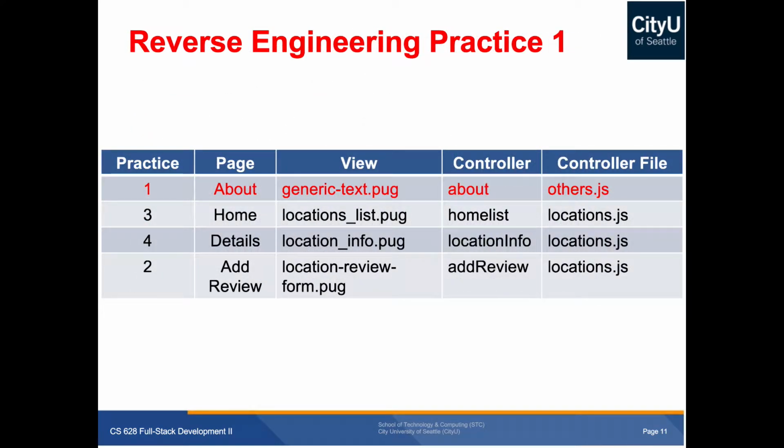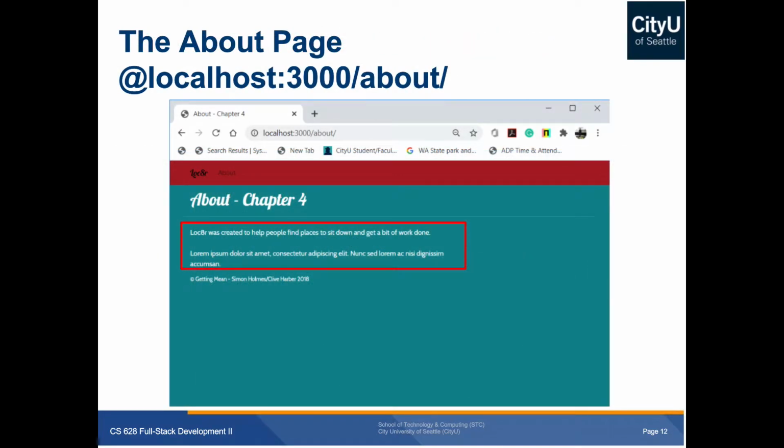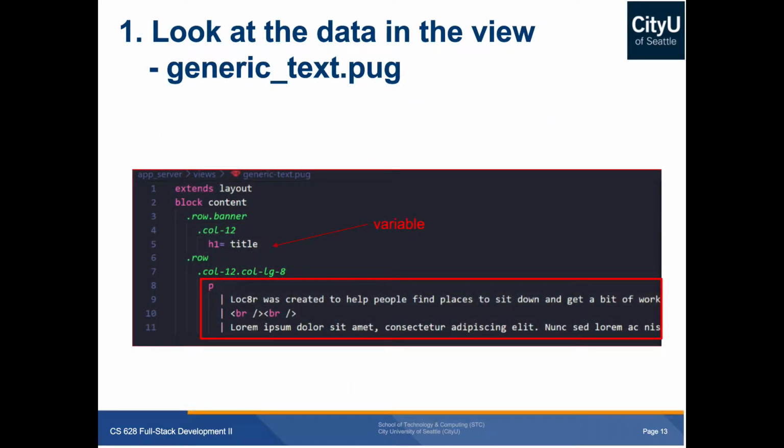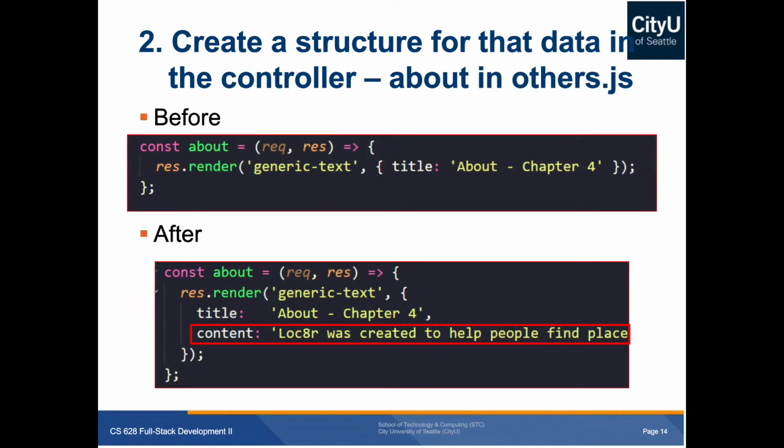Reverse engineering practice 1, part of your hands-on skill. About page. Remember that the variable is being assigned to the h1. Now aside from the title, we want to add the content, and we have a string called locator that was created to help people find places.